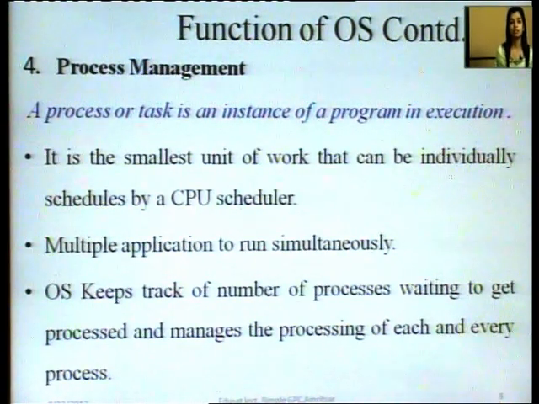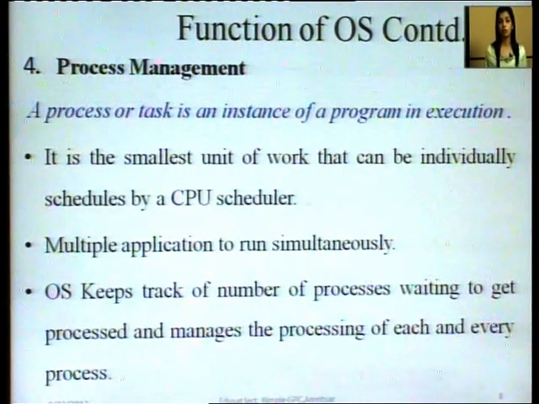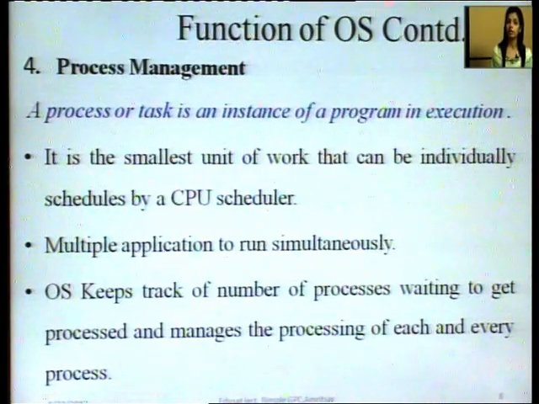So next is process management. A process or task is an instance of a program in execution. A process is a task of a program in execution. A single program has a number of processes. It is the smallest unit of work that can be individually scheduled by a CPU scheduler.